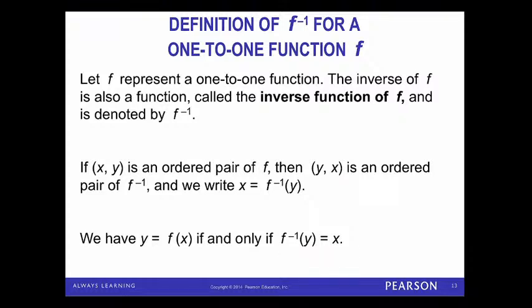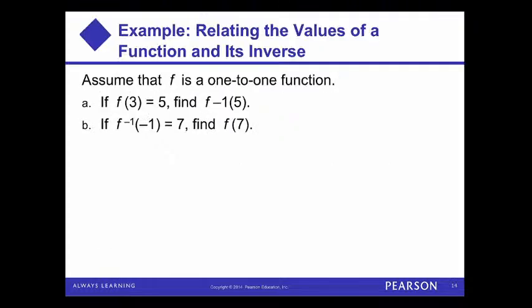So we're going to let that be and move forward and see some of this stuff in action. In this example, it says to assume that f is a one-to-one function. So we're given that it's one-to-one, which means it has an inverse. If f of 3 equals 5, we're asked to find f inverse of 5. Now this is a little bit of a typo. This should be this. I'm just going to write it over to the side.